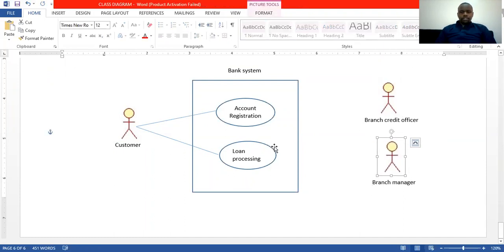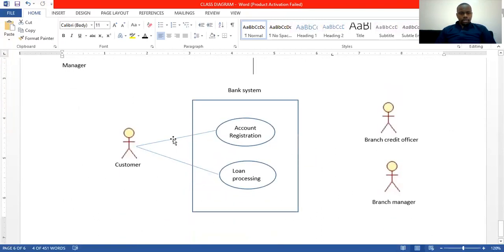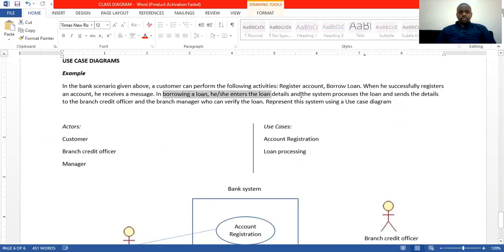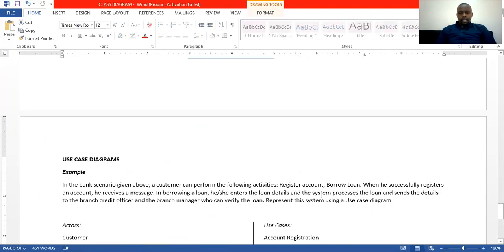Right? So the branch manager, the branch credit officer gets what? When he successfully receives a message, of course, that is a thing about the customer. And then in borrowing a loan, he or she enters the loan details. Of course, this has been represented there. And the system processes the loan and sends the details to who?